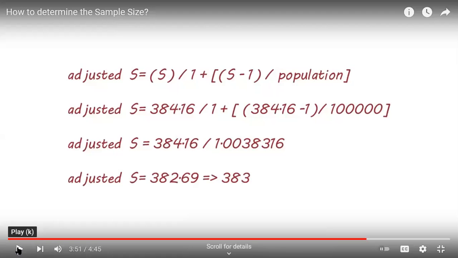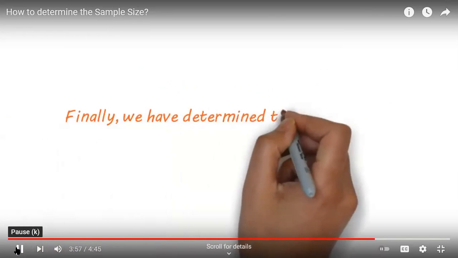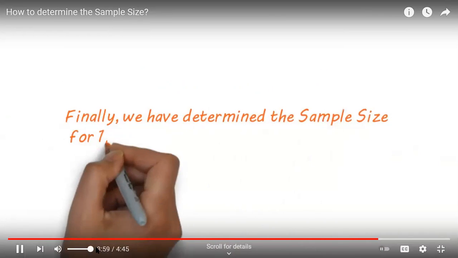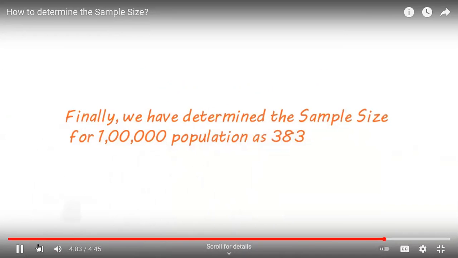Now, as you can see, the difference is very small. All the extra math just led to a difference of 0.69, which is approximately 383. Finally, we have determined the sample size for required population of 1 lakh, which is 383.